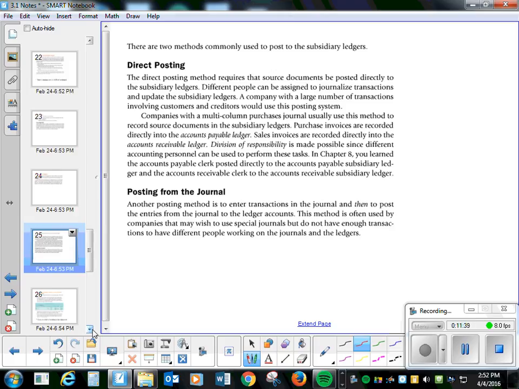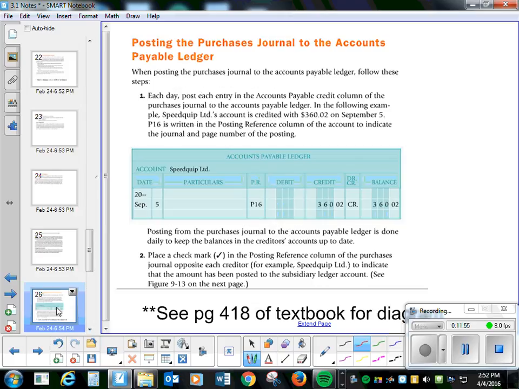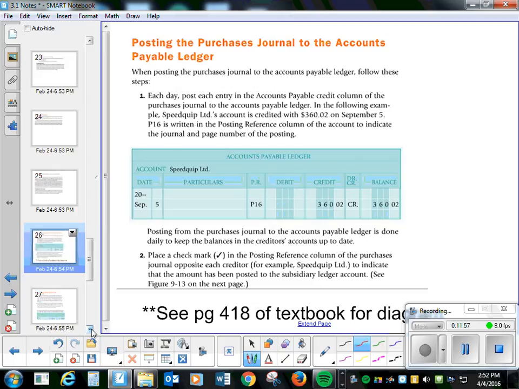Another posting method is to enter transactions in the journal and then to post the entries from the journal to ledger accounts. This method is often used by companies that may wish to use special journals but do not have enough transactions to have different people working on the journals and the ledgers. Okay, so if you read through here, it tells you on page 418 how things are posted.